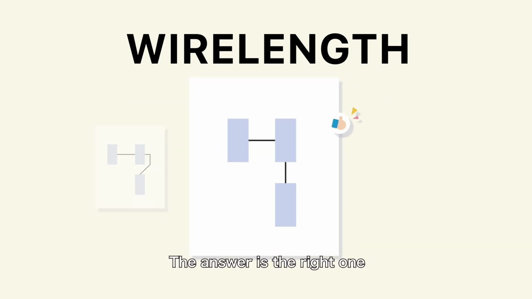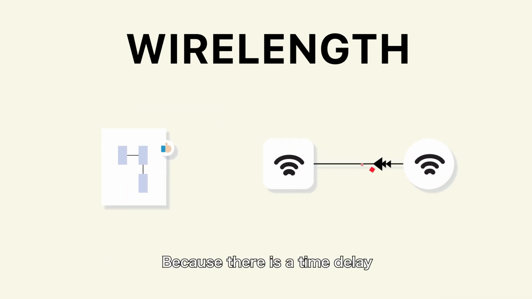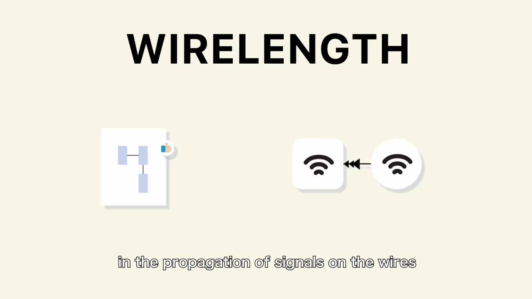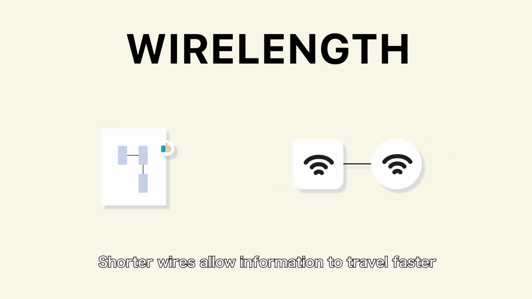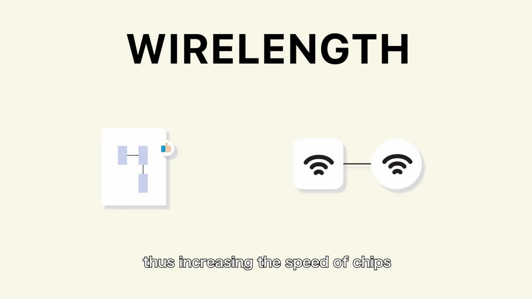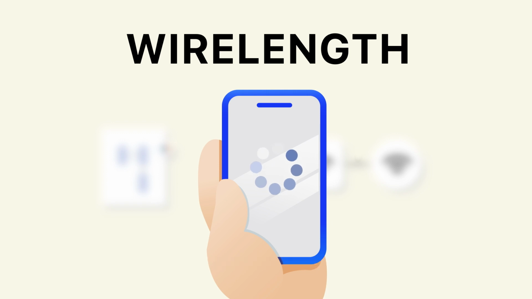The answer is the right one, namely, the shorter the wire length, the better, because there is a time delay in the propagation of signals on the wires. Shorter wires allow information to travel faster, thus increasing the speed of chips. Long wires can slow down the device.